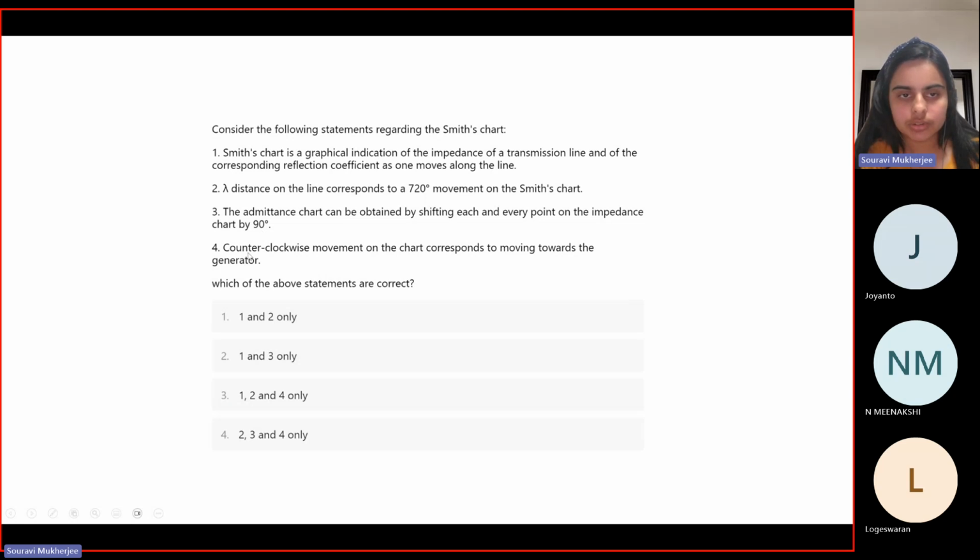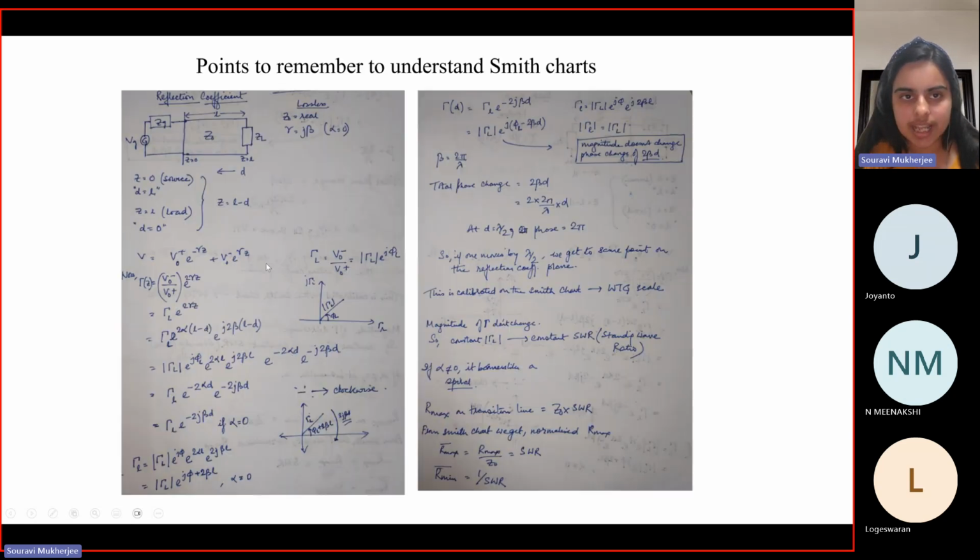Now, this is another statement which is very important, which says that counterclockwise movement on the chart corresponds to moving towards the generator. Is this a correct statement or not? So how do we understand that? We saw that as you start from the load and you move towards the generator, right?